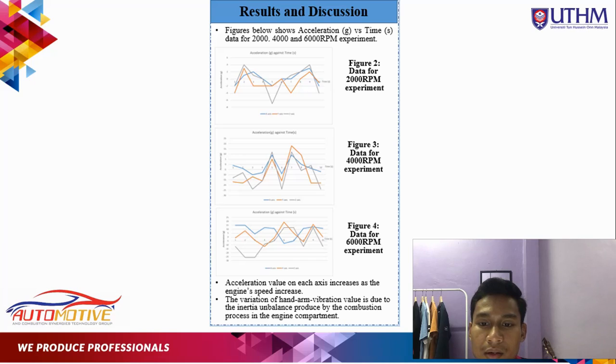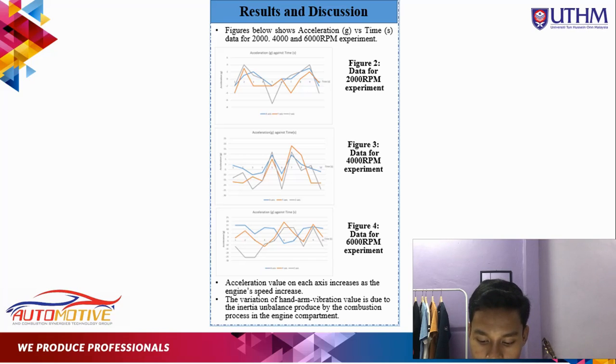As you can see on the screen right now, there are 3 figures, whereby the first figure is the data for the 2000 RPM experiment. The second figure is the data for the 4000 RPM experiment. And the third figure is the data for the 6000 RPM experiment. For the 2000 RPM experiment, the highest acceleration on X, Y and Z axes is 3, 4 and 7 G respectively. This shows that at 2000 RPM of the engine, the handlebar tends to accelerate more along the vertical direction, which is the Z axis, compared to the other axes.